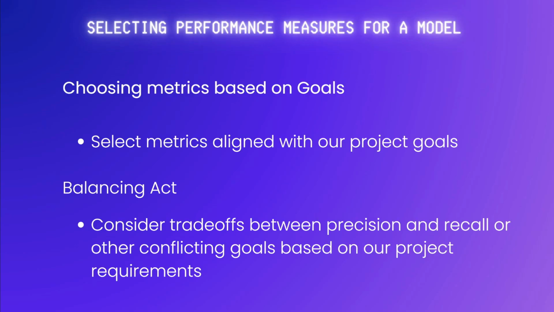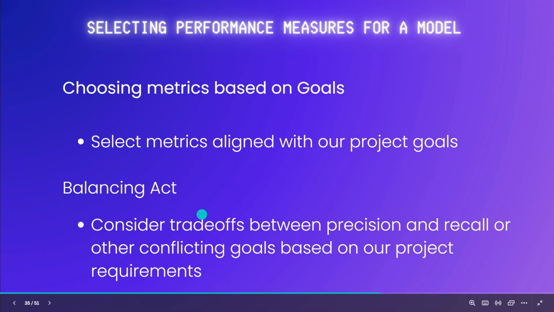So below are a few points which we need to keep in mind while selecting the performance measures for our model. The first is choosing the metrics based on our goal. So we have to select the metrics which are aligned with our project goal. If we are trying to build a medical diagnosis model, high recall might be crucial to catch as many positives as possible, even if it means more false positives.